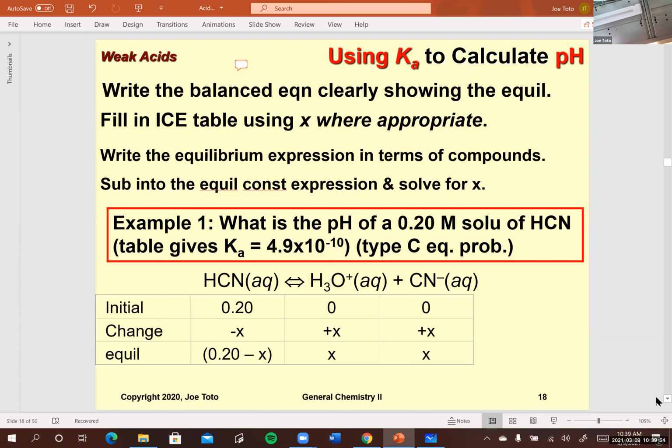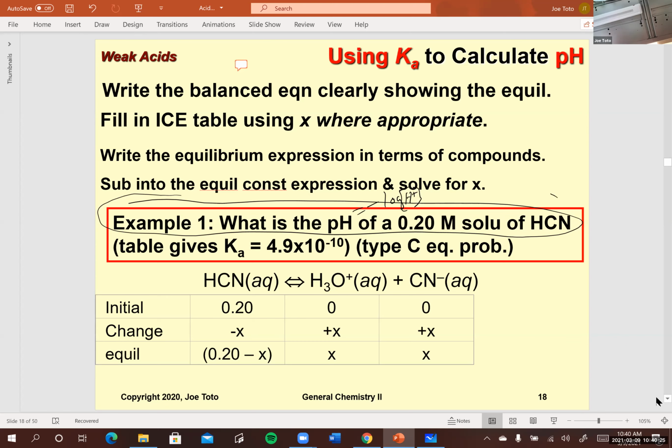And here we have example 1. What's the pH of a 0.2 molar solution of HCN? And that's all the problem will say in your textbook. So the way that you approach this problem is the first thing you do is say, okay, I know what the definition of pH is. It's equal to minus the log of H plus. So I'm going to need to find that concentration of H plus in a 0.2 molar solution of HCN.